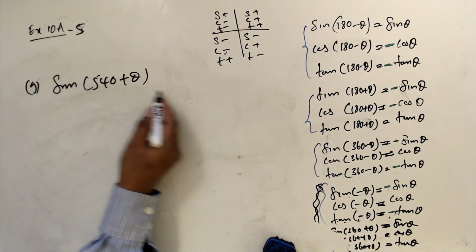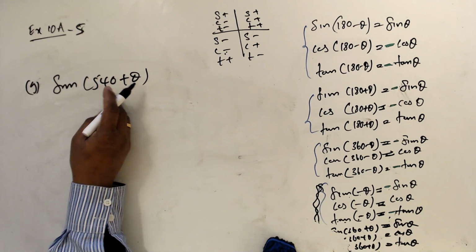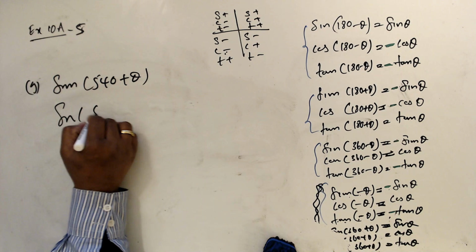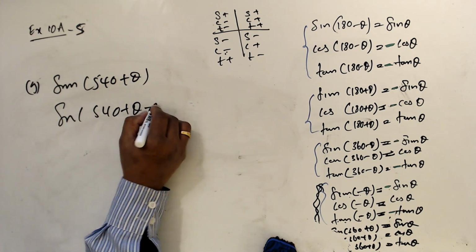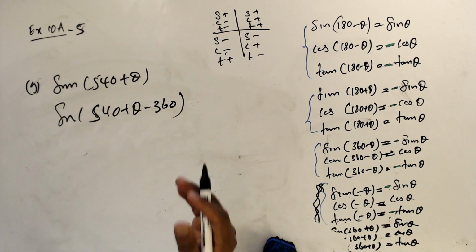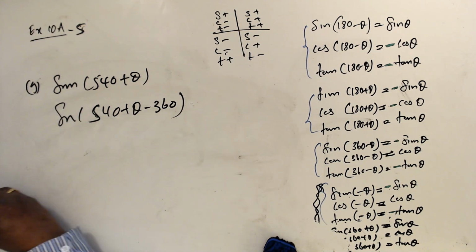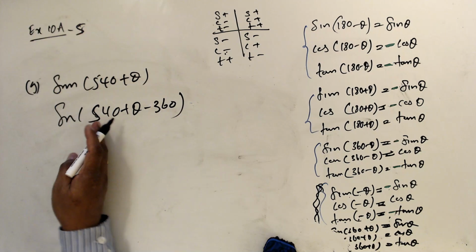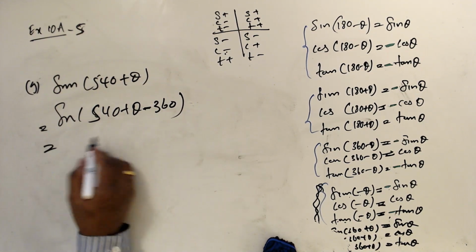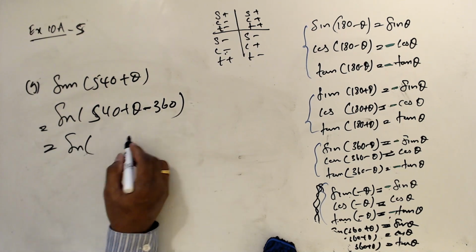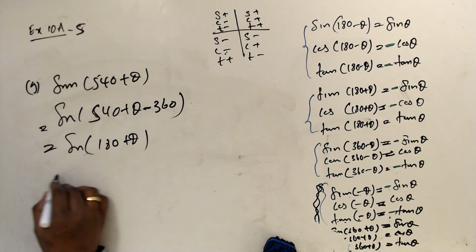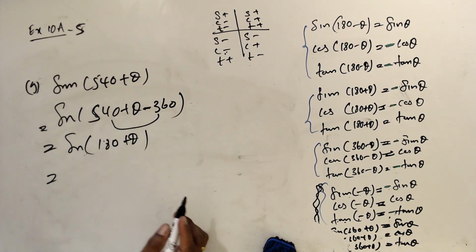G. Sine 540 plus theta. So there are more than 360, so I will take 360 out. If I had negative, I add 360, but there are now too many positives, so I'm going to get rid of it. Then sine 540 minus 360, 180 plus theta. This is sine 180 plus theta.